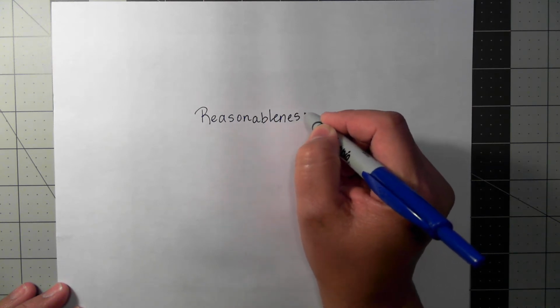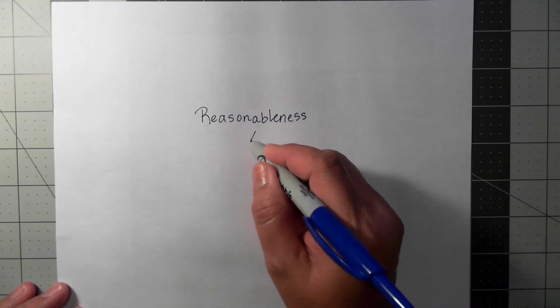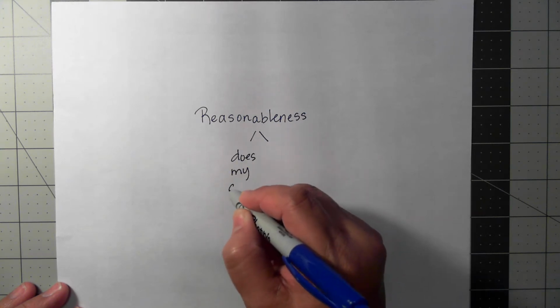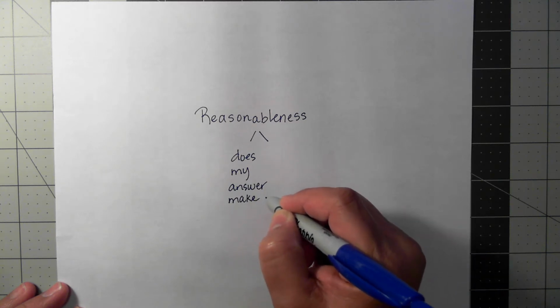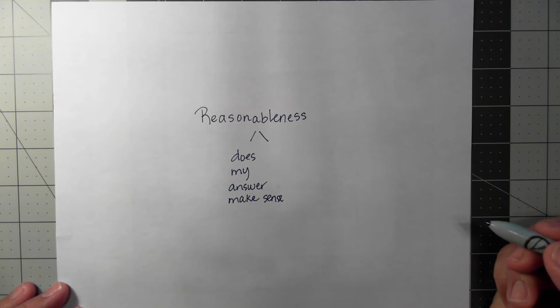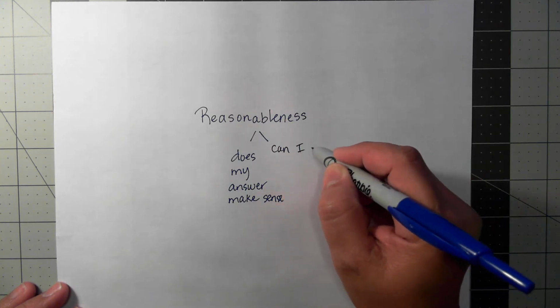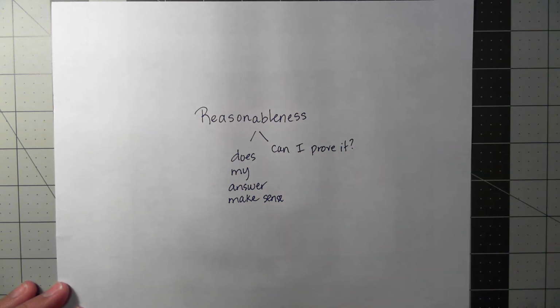What does that mean? What does that really mean in the math world? Well, it could mean several things, but bottom line is, does my answer make sense? And for advanced mathematicians, it means, can I prove it? Can I prove my answer because it is reasonable? So reasonable that I definitely cannot argue with anyone about this answer. Okay, so we're going to take a look at that today.